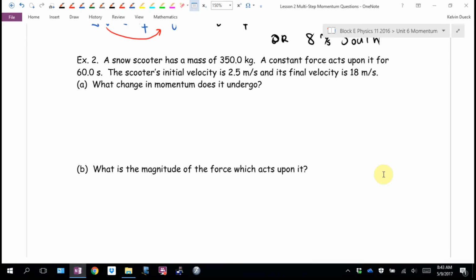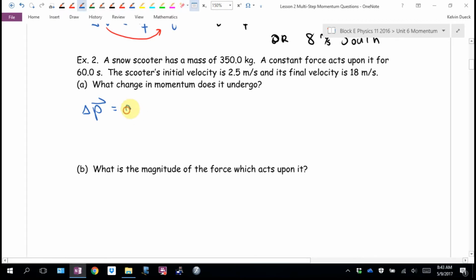In fact, what are they asking me to find in part B, Sydney? Part B. You know what? That's when I'll bring in the force change in time. What are they asking me to find in part A? I got to be fussy, not momentum. Oh, impulse. Okay.